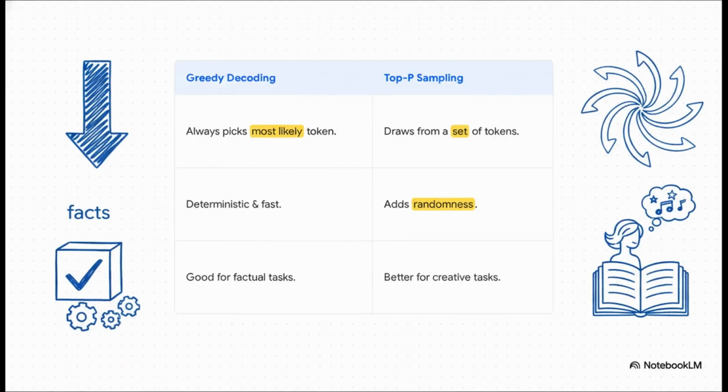But here's where it gets interesting. There's not just one way to pick that next word. You've got options. On one side, you've got greedy decoding. It's the straight-A student, always picking the single most obvious, most probable word. Super fast, great for facts, but kind of boring. On the other side, you have top-P sampling. This one's the creative artist. It looks at a small group of good options and then adds a little controlled randomness to its choice. This is the secret sauce that lets an AI write a poem instead of just a dry summary.